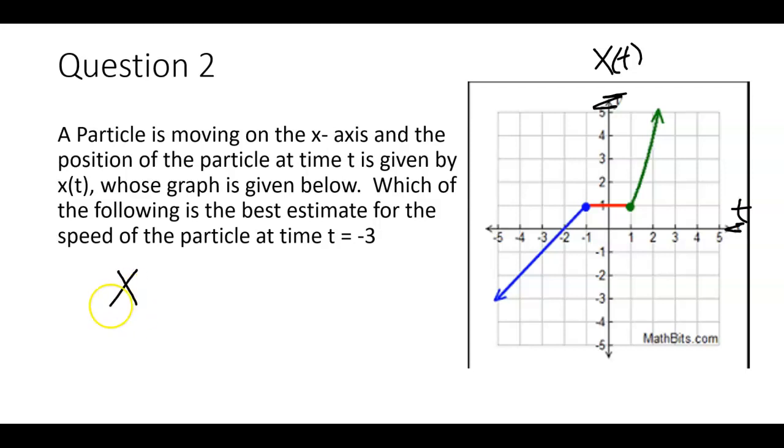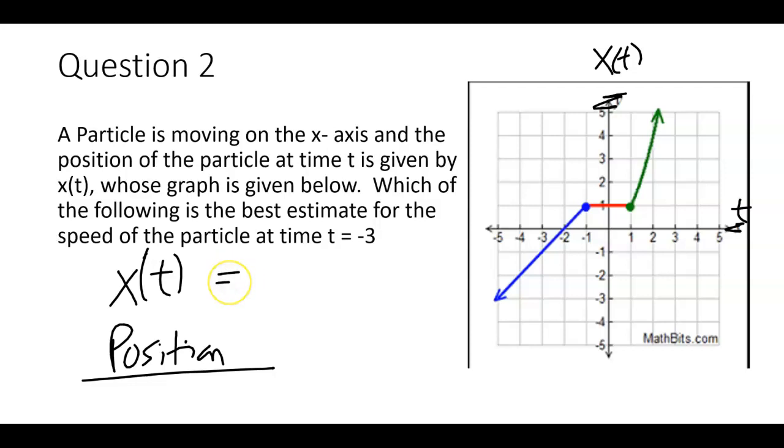Okay, so which of the following is the best estimate for the speed of the particle at time t equals 3? Well, if x of t is the position, how can I find speed? Okay, well, this probably wasn't in our notes for the weekend, but you'll see I'll make the connection to what we talked about in our notes. Speed is the absolute value of velocity, and velocity is the derivative of x. So the absolute value of the derivative of x is the speed. But that's not very helpful, and that wasn't in our notes anyway.